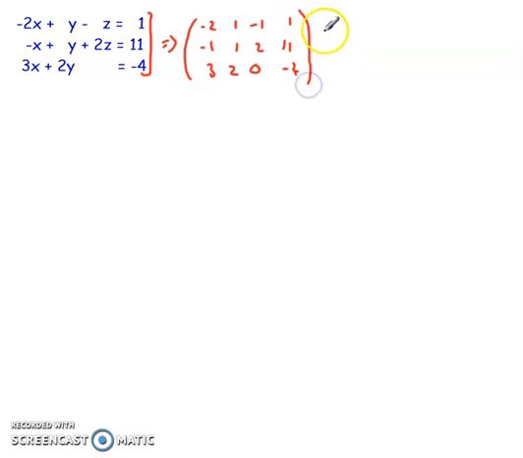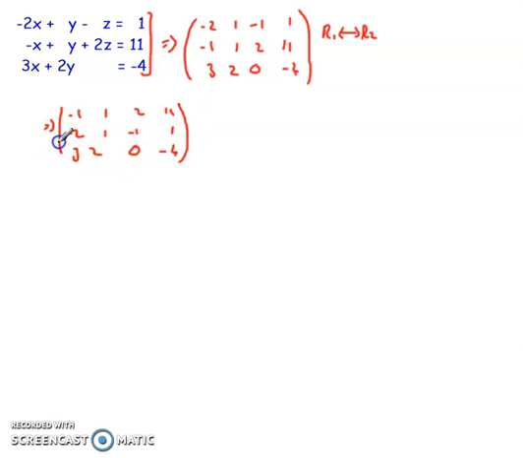Now what I'm going to do first is row 1 switched with row 2. The reason being, if I have a -1 here, I can then multiply that up to get rid of the other variables easier. So what that's going to give me is literally just swapping the rows around: -1, 1, 2, 11, -2, 1, -1, 1, 3, 2, 0, and -4.